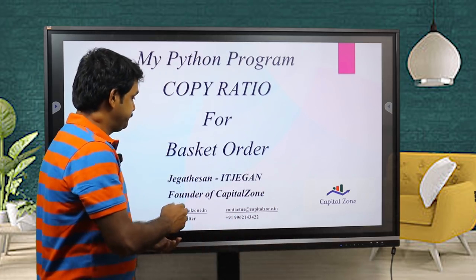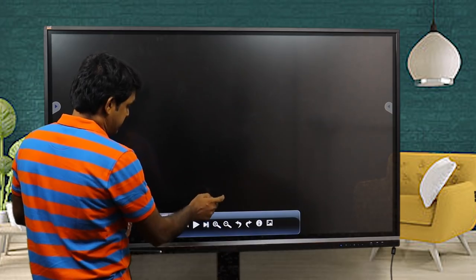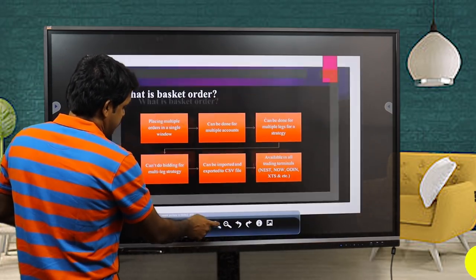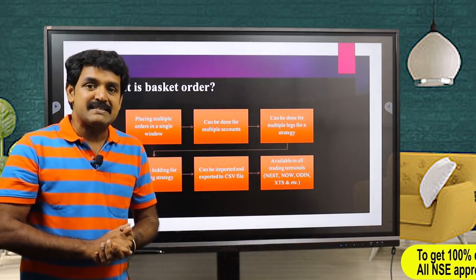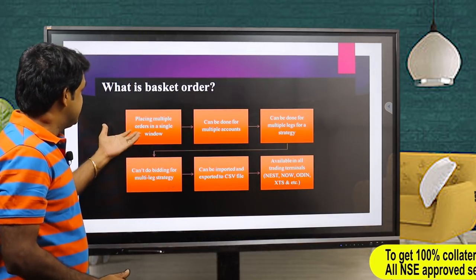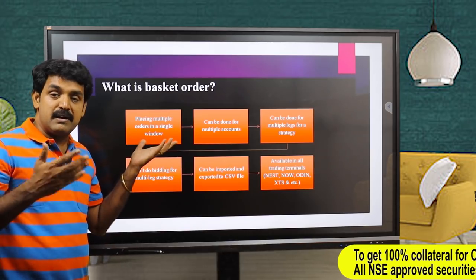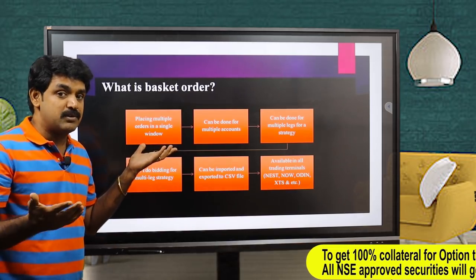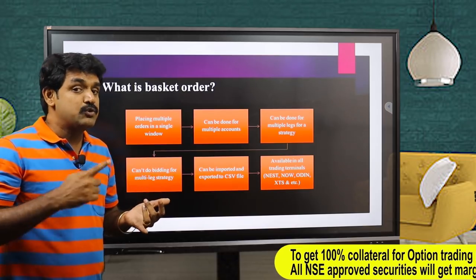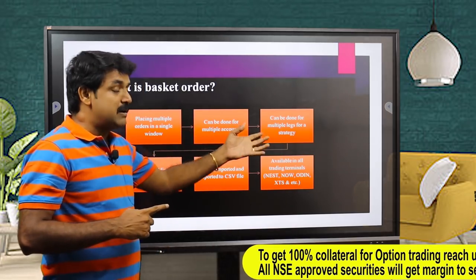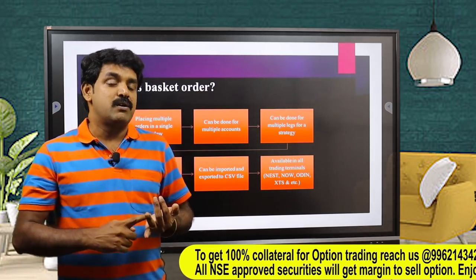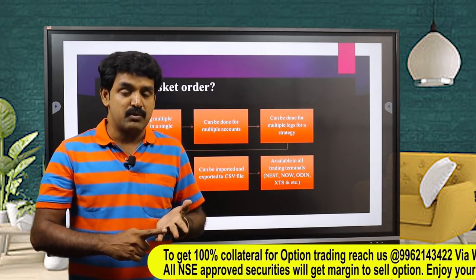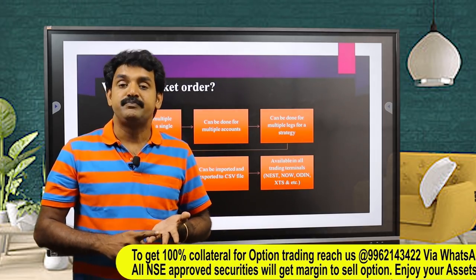So before that, let's understand what a basket order is. As I said in the last video, a basket order is a combination of multiple orders. It is a sequence of multiple orders, a list of orders you can place. It could be for a single client, multiple clients, or multiple strategies. Say, for example, you want to place orders for your account and your wife's account. This can be done through a basket order.